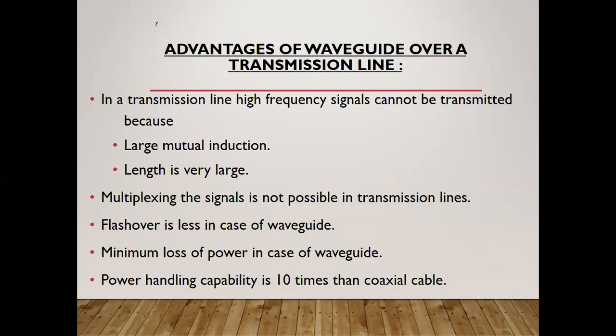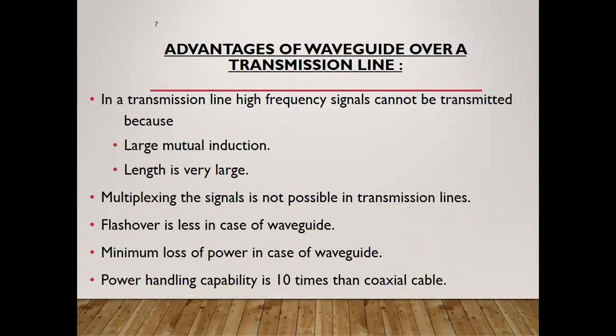Next is that flashover is less in the case of the waveguide. What was the disadvantage in the transmission line, whereas the advantages of a waveguide are that there will not be any mutual inductances, the distance will be shorter, and multiplexing signals can be passed in waveguides. Even the loss of power is minimum, because we have already studied with the help of the Poynting theorem, we were interested in calculating the average power as well as the Poynting vector, so we calculated the average power loss. Those power losses are less compared with the transmission line.